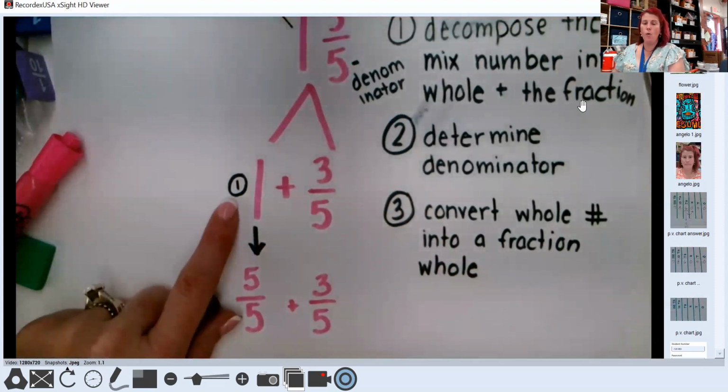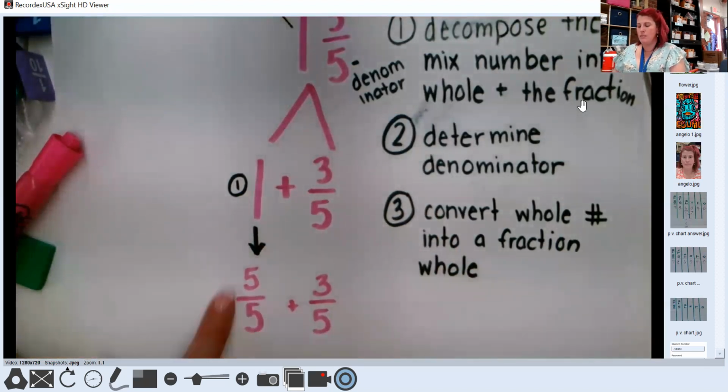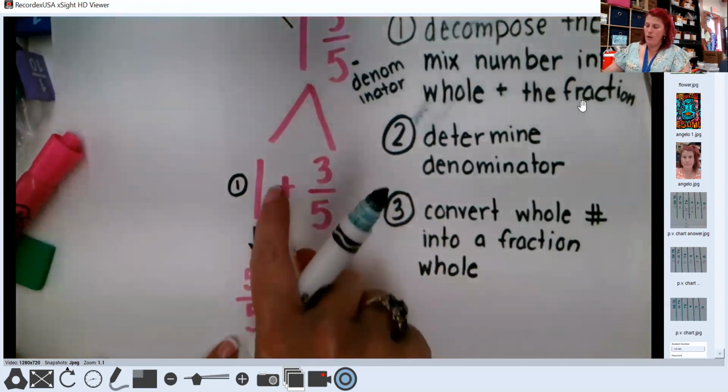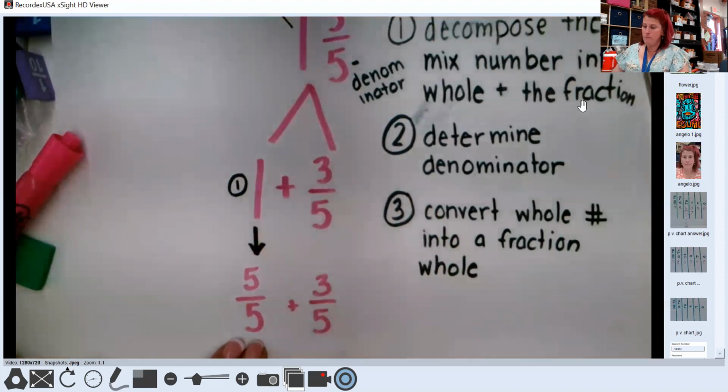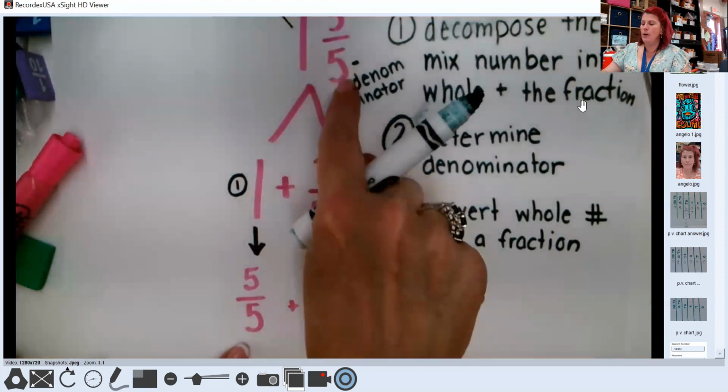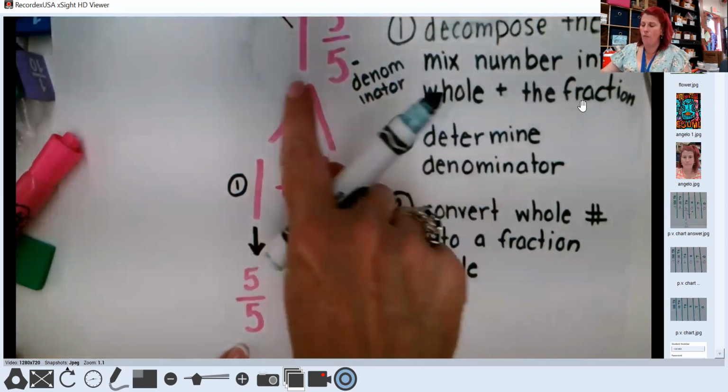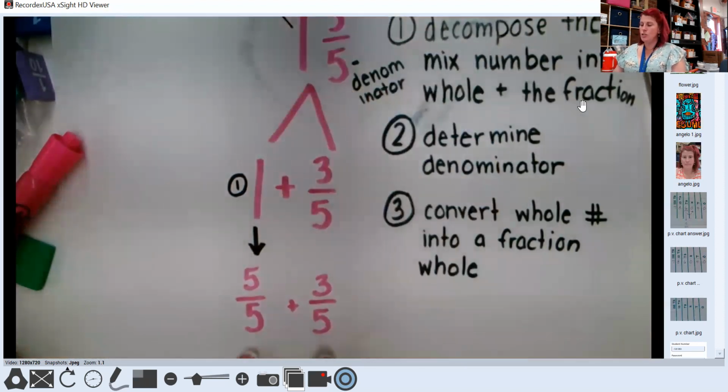So 1 whole is equivalent or the same to 5/5. It just depends on what your denominator is. So now 1 whole is equal to 5/5, and then my numerator stays the same. I have now decomposed my mixed number up here of 1 3/5 into 2 separate fractions, 5/5 plus 3/5.